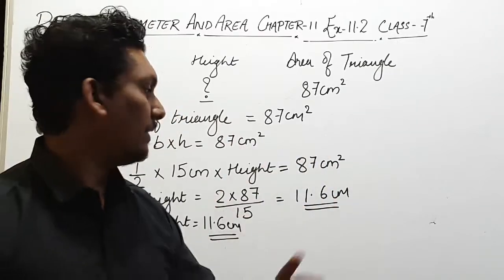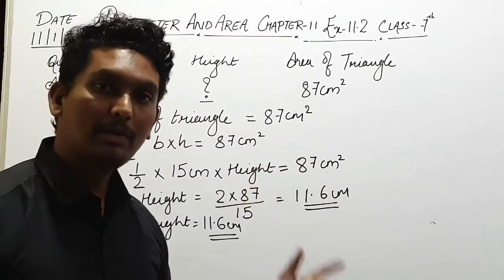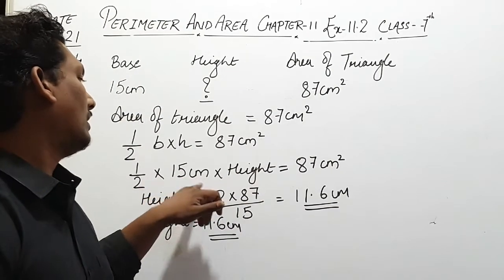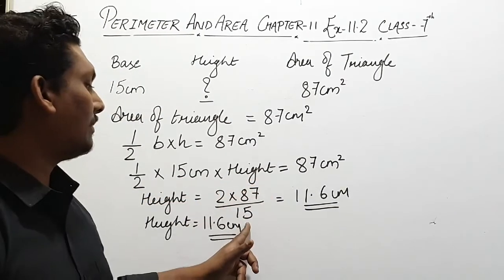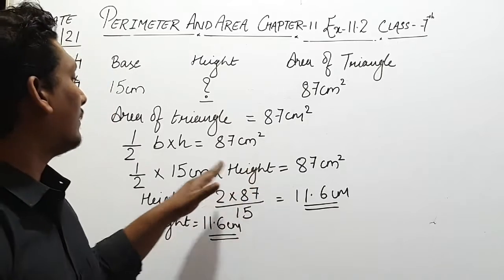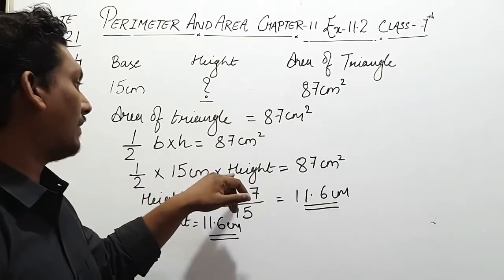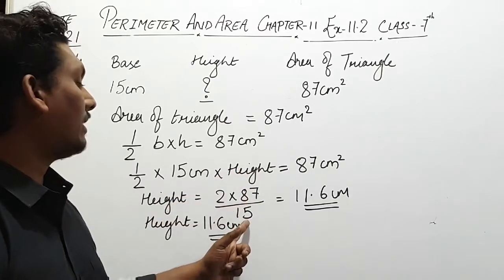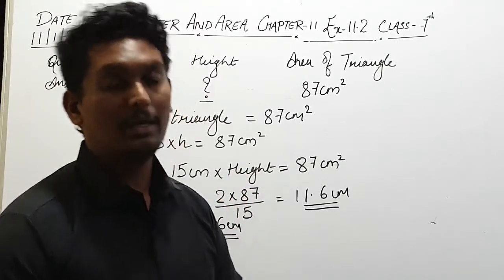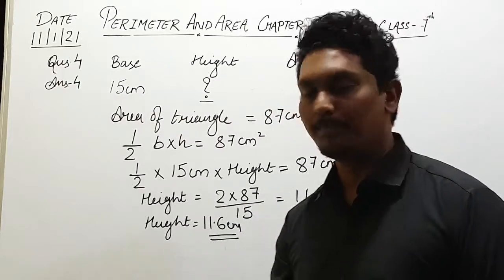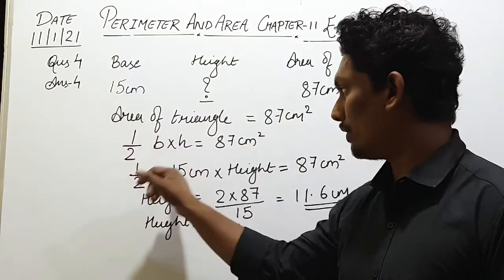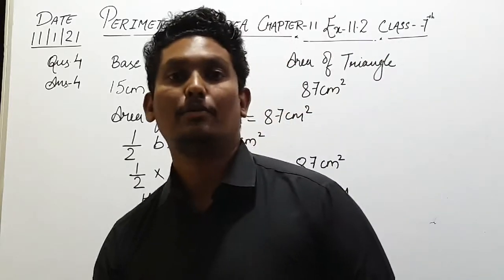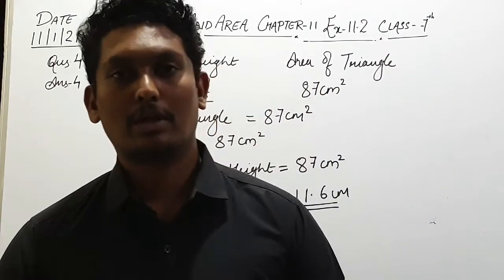Keep it in your mind that the given area you have to multiply with 2, and if the base is given, for finding the height just divide by that base. If base is not given and you have to find it, and height is given, then just divide by height. That's it, nothing else. The formula you write should be the correct one. We are dealing with area of triangle, and area of triangle is half base into height. Hope it is clear to you.